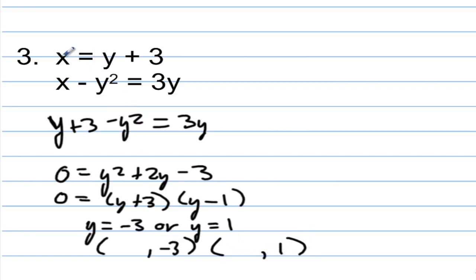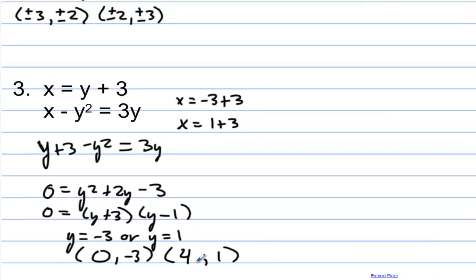Let's plug negative 3 into this top one here. We have x is equal to negative 3 plus 3. That's 0. So the point is 0, negative 3. And x is equal to 1 plus 3. So we have the point 4, 1.